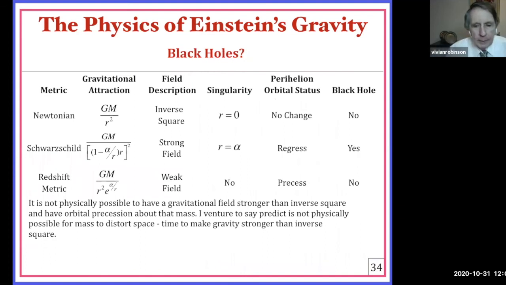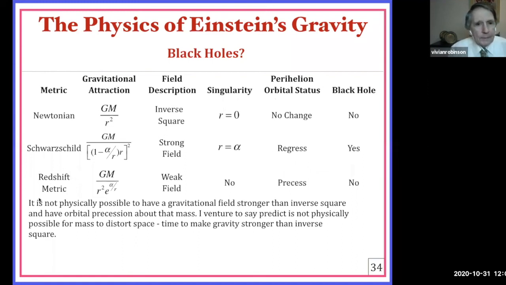When it comes to black holes, the choice is a simple one. There are 3 gravitational theories. Newton's inverse square law of gravity allows a singularity at r equals alpha. It does not allow any change in its orbital status and does not predict black holes. The Schwarzschild metric is a strong field solution. It allows for a singularity at r equals alpha. However, it only allows for an orbit to regress, and it does allow for black holes.